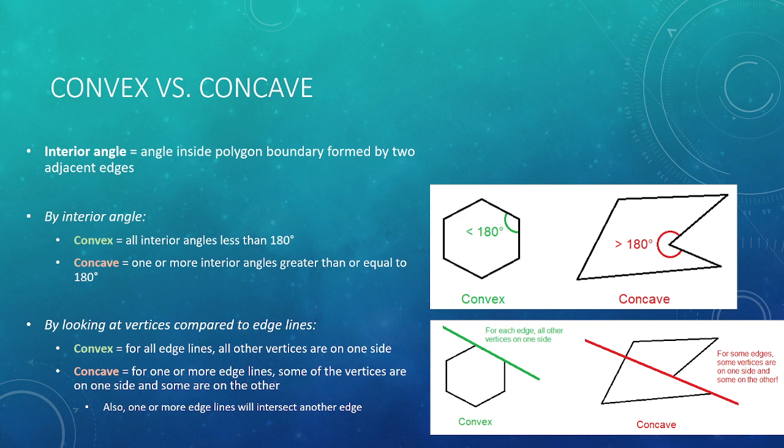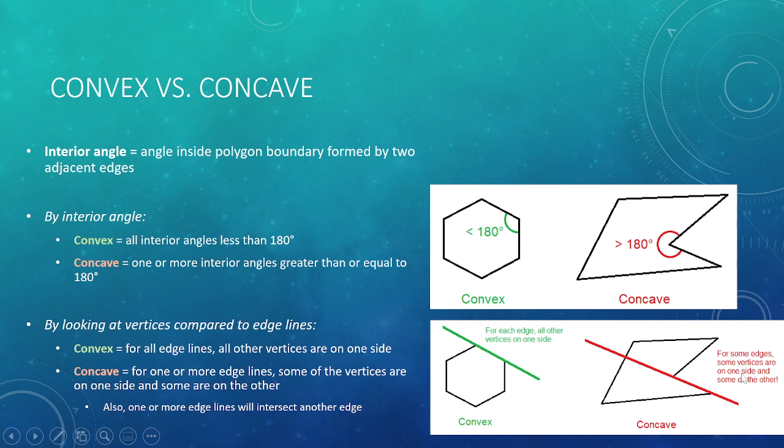For convex and concave, the interior angle is inside the polygon boundary formed by two adjacent edges. Convex: all interior angles are less than 180 degrees. Concave: one or more interior angles are greater than or equal to 180 degrees. Looking at vertices compared to edge lines: for convex, for all edge lines, all other vertices are on one side. For concave, for one or more edge lines, some of the vertices are on one side and some are on the other side. Also one or more edge lines will intersect the other edges.